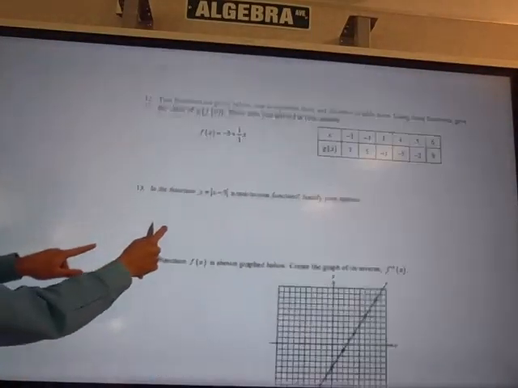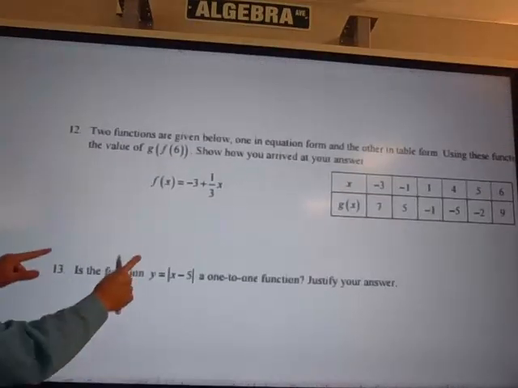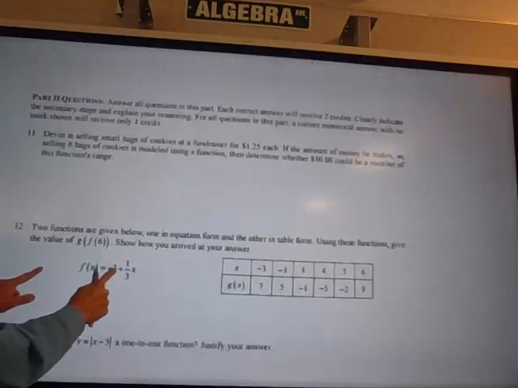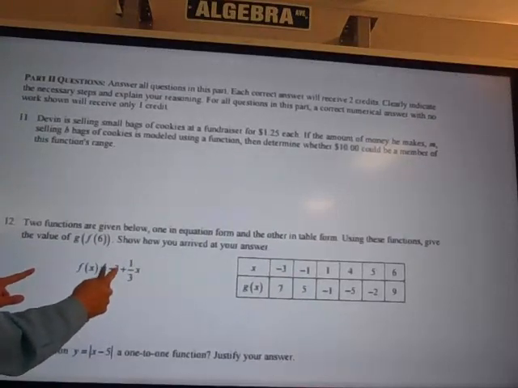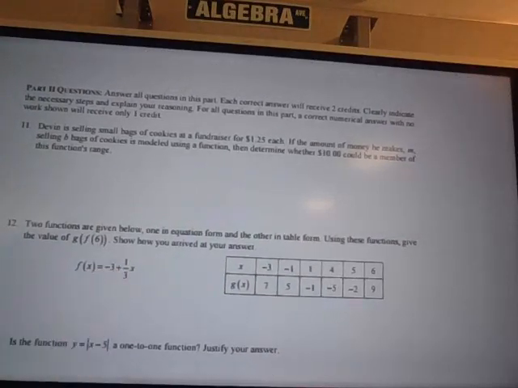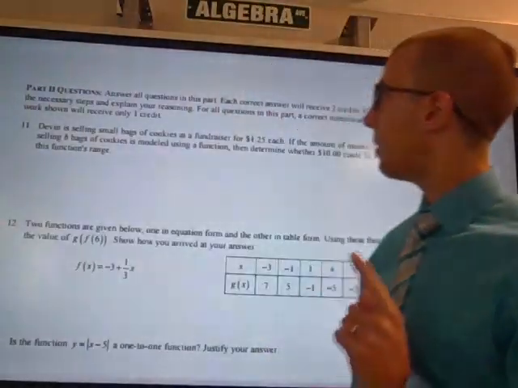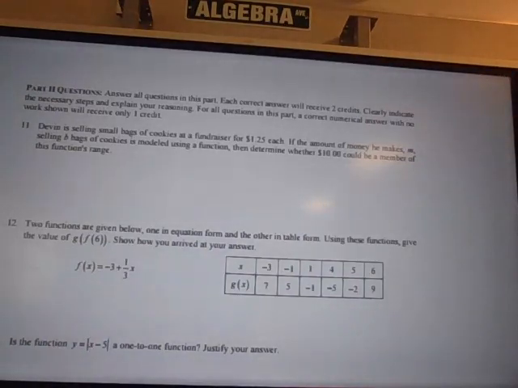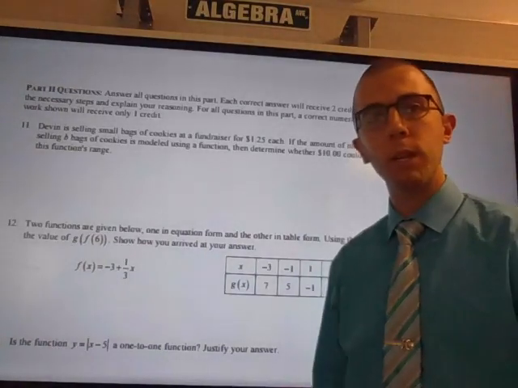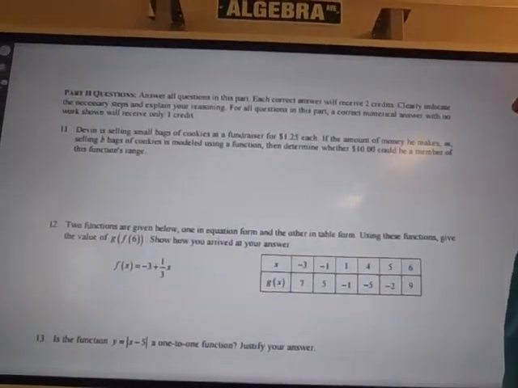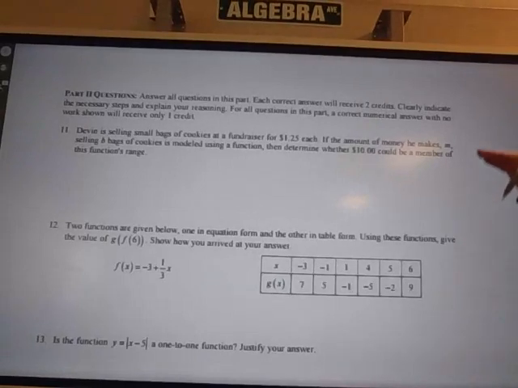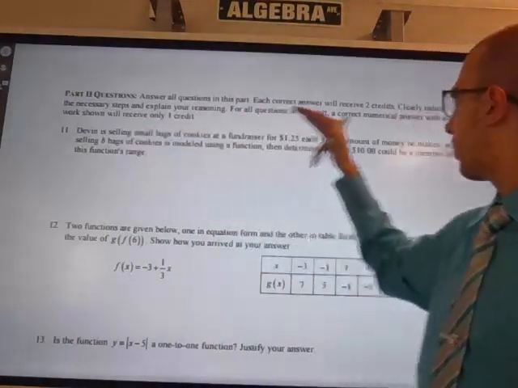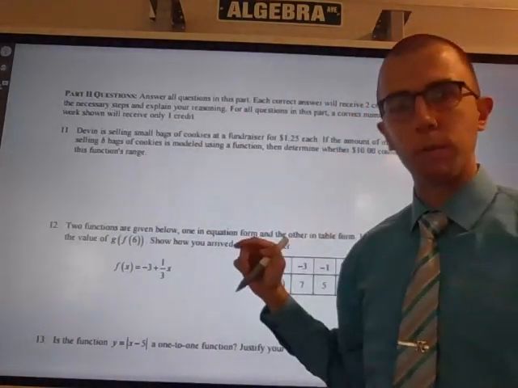All right, on to number 11. Devin is selling small bags of cookies at a fundraiser for $1.25 each. If the amount of money he makes, M, selling B bags of cookies is modeled using a function, then determine whether $10 could be a member of this function's range. Okay, so we have to figure out, is M or B our range? Which one is our dependent variable?